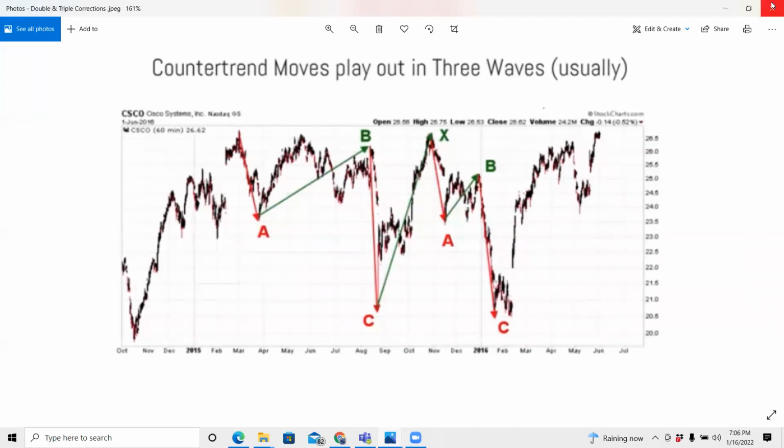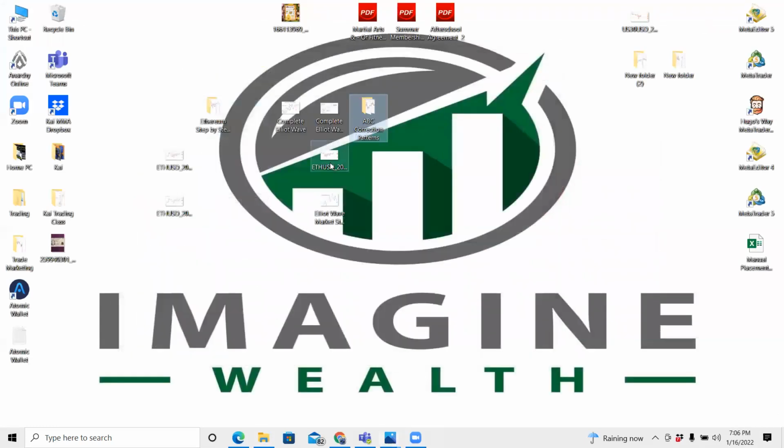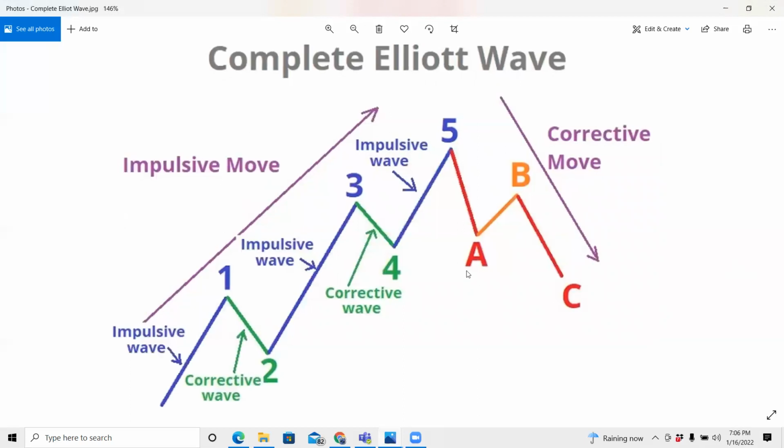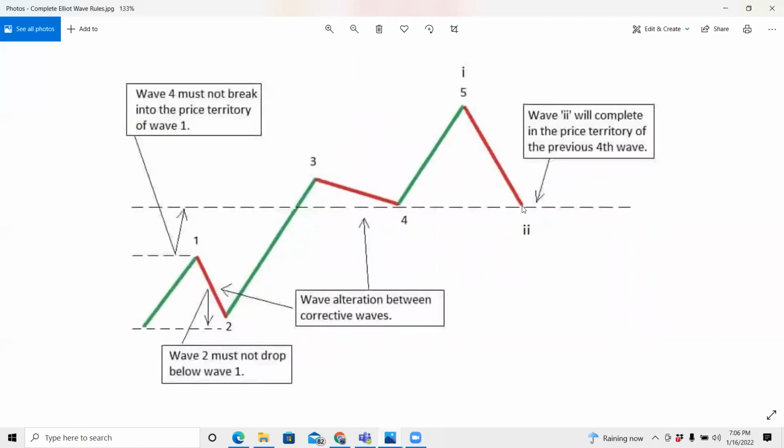Perfect, guys. Okay, so now let's review one more time. Last time we're going to review before we go back, okay? So now this is a completed Elliott wave, okay? We have the impulse move, the correction wave, the impulse move, the correction wave, the impulse move, and then the ABC correction. Perfect. Okay. Let's look at the rules one more time, okay?